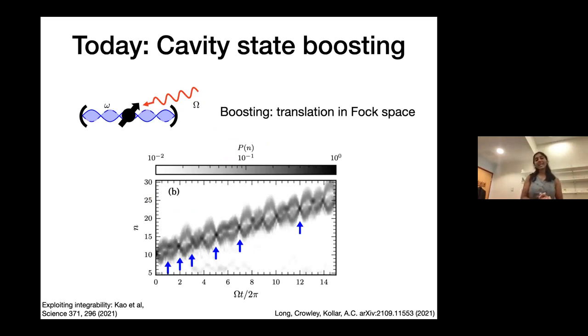But what I'm going to talk about today is what we just posted on the archive yesterday to do with what we call cavity state boosting. And this is an effect in a periodically driven cavity QED system, whereby this system can be in a regime which behaves as an energy pump, so that from this classical red tone, energy can go into the cavity. But it's not just energy going into the cavity in any which way. It actually, at specific times, looks like whatever the cavity state was is simply translated in Fock space.